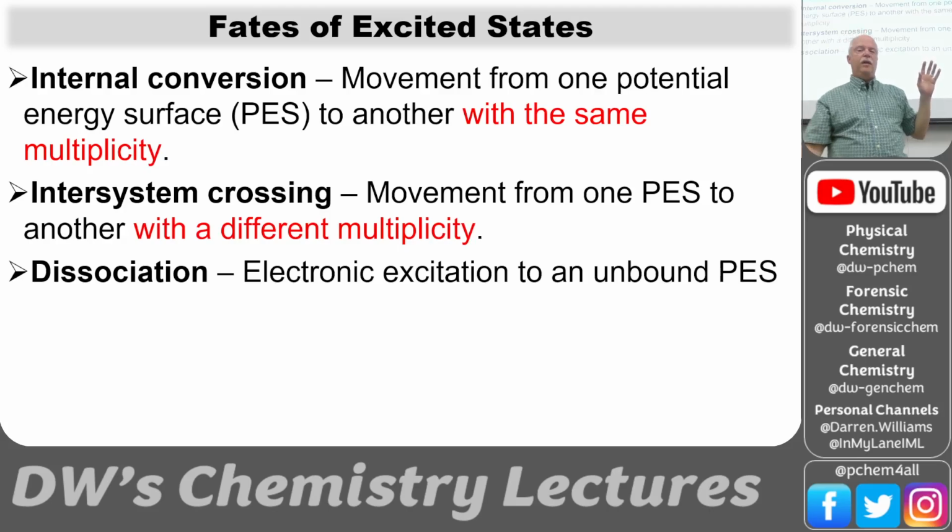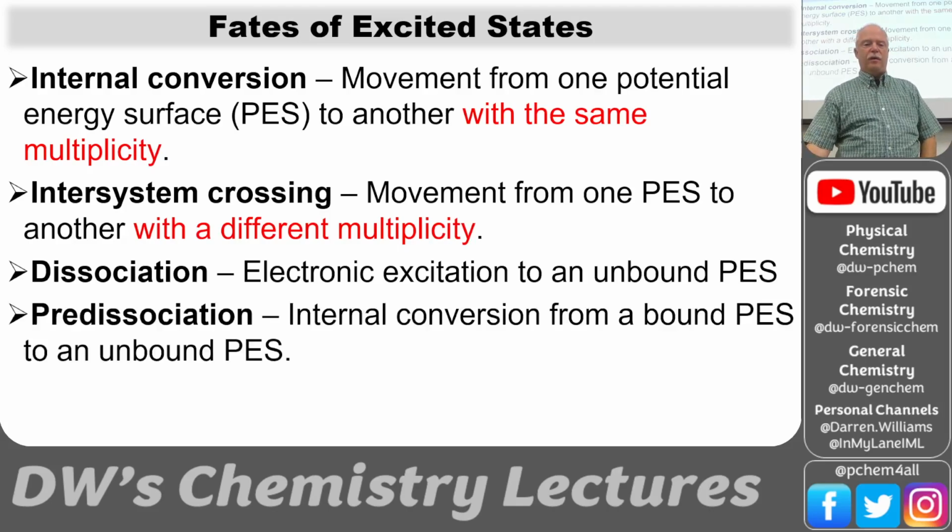And then the molecule can move to one that's not bound and dissociate. So we give the electron enough energy that now the bond breaks. That can happen. You hit it with enough light, it excites the molecule, and the atoms can move far apart and break the bond.